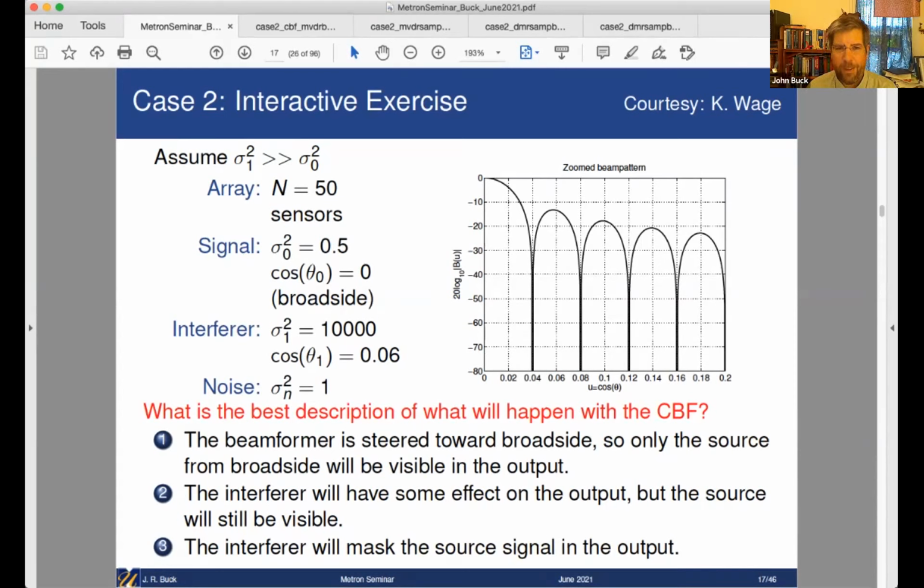Yeah, that I would agree with that. Yep. Yeah, that reasoning with 0.06 looks like it's right in the side lobe. Yep. No, that's exactly right.